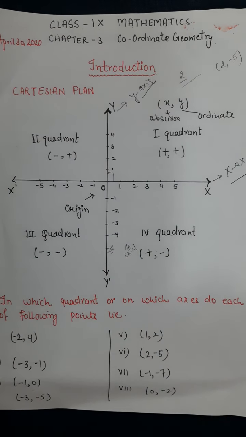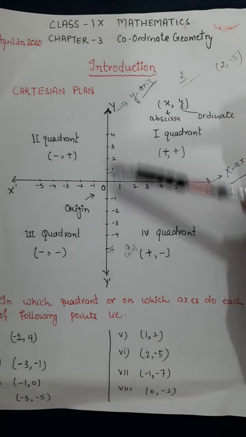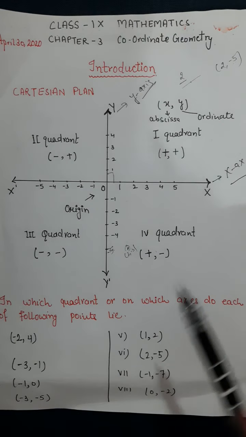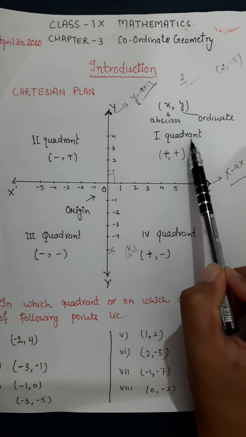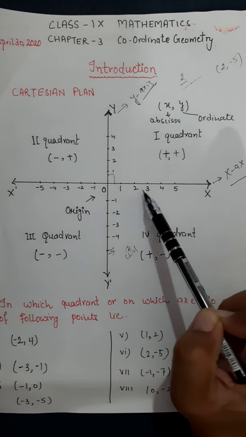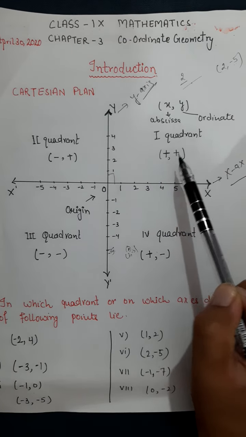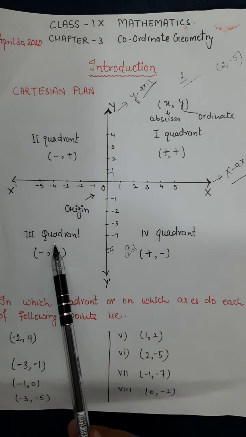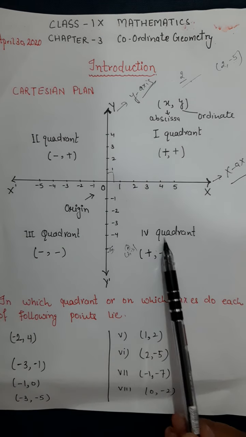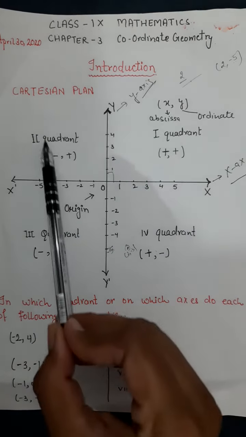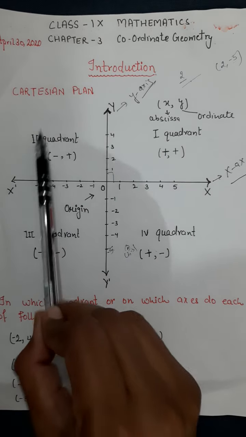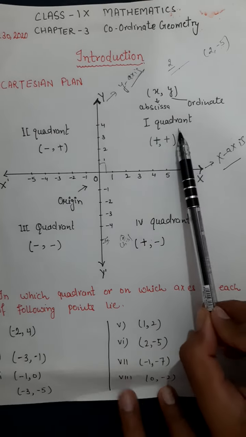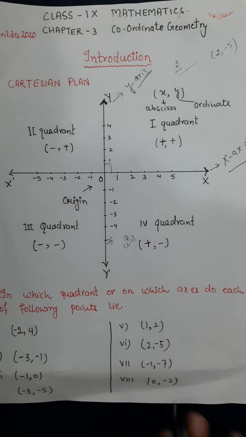Clear? Now, the x-axis and y-axis form 4 quadrants. This side is our first quadrant, where x and y are both positive. This is known as the first quadrant. This side we have our second quadrant. This side we have the third quadrant, and this we have the fourth quadrant. This sequence will remain as it is. You can't change it, you can't write 1 2 3 4 here. You have to learn it like this only: first quadrant, second, third and fourth.